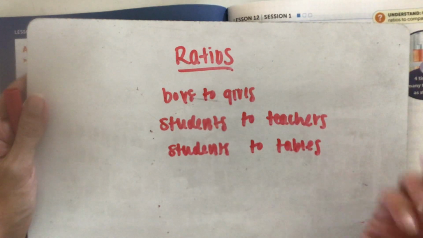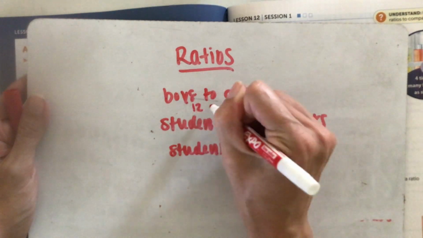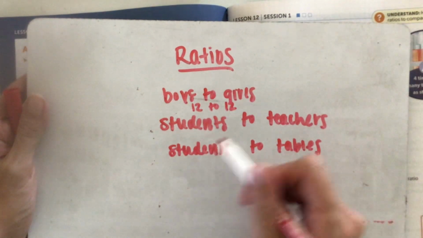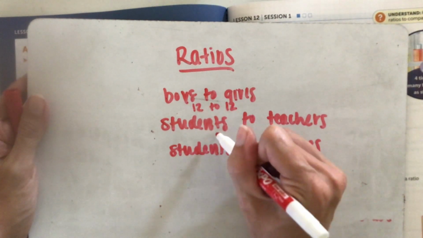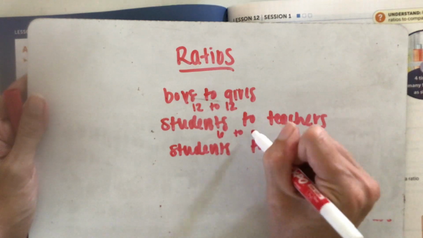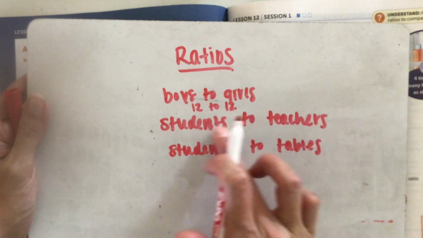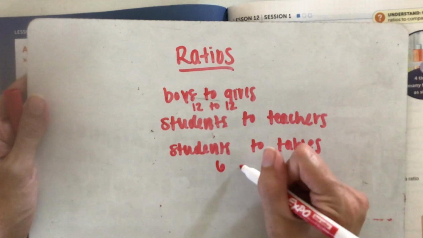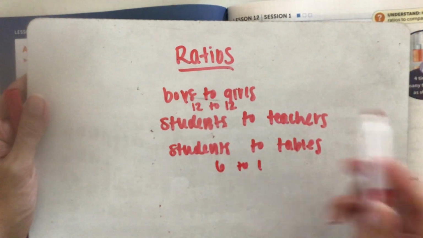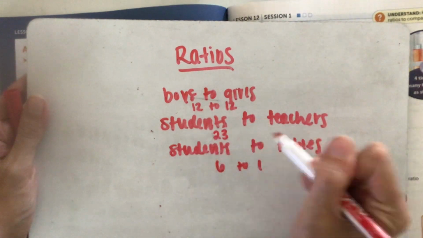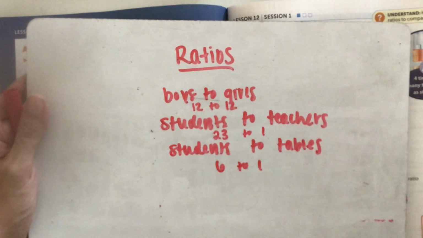For example, maybe boys to girls could be 12 to 12. We could have an equal number of boys to girls. Students to tables, we could have 6 students to 1 table. Whoops, I did students to teachers. I wrote it in the wrong spot. 6 students to 1 table. Or for students to teachers, we could have, say, 23 students to 1 teacher. So we represent our ratios with numbers.